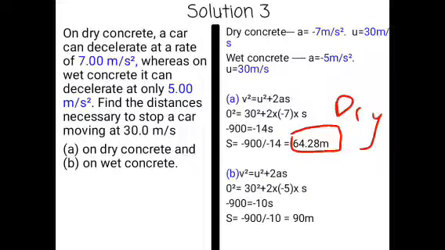Moving to the second one, part B, on wet concrete. v squared is equal to u squared plus 2as. The final velocity is 0, the initial velocity is 30, the acceleration is minus 5, and the displacement is s. So doing the necessary again, 30 squared will be 900, taking it to the opposite side, it will become minus 900 is equal to minus 10s. So our s will be minus 900 divided by minus 10 to give us 90 meters on wet concrete.